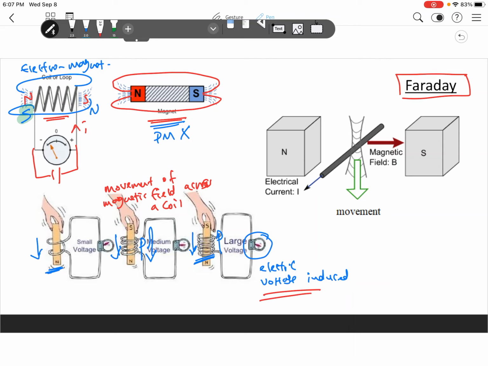Again, it's movement of the magnetic field into this coil. It's not just having magnetic field near a coil. It has to be a changing magnetic field. It cannot be fixed. It will generate electricity. And they call this the generator action. Okay, guys? That is the generator action.